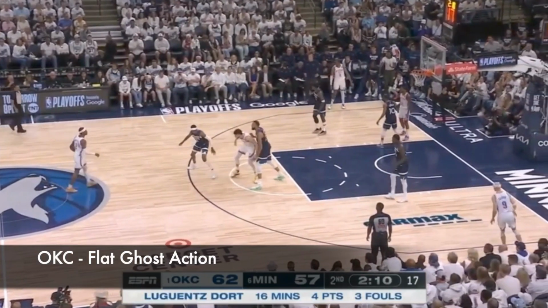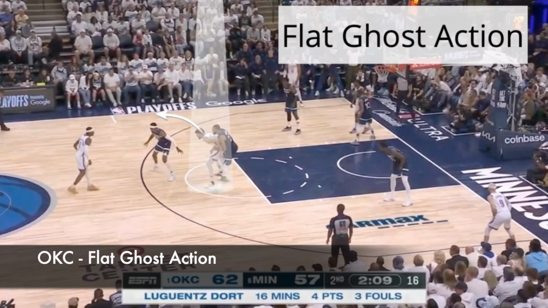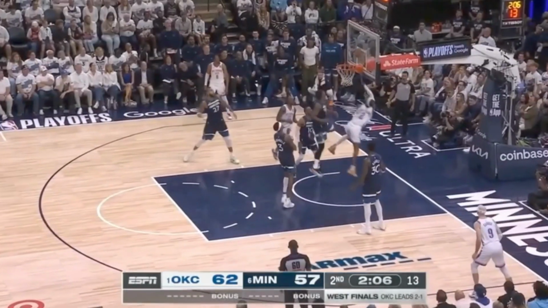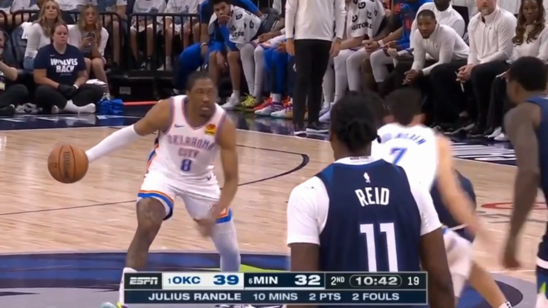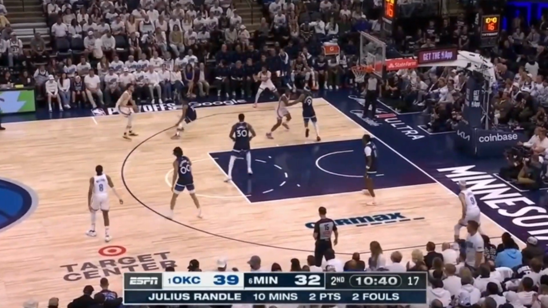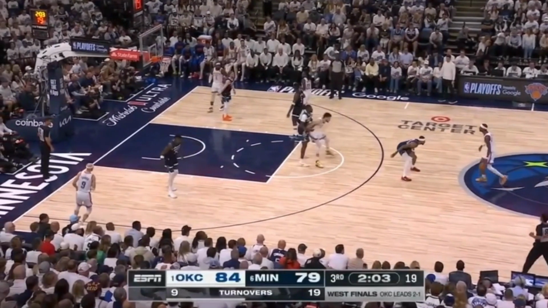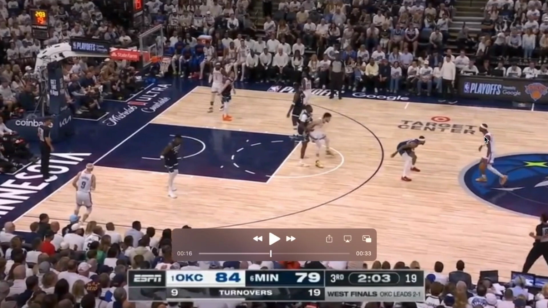Oklahoma City has had a lot of success this season using a flat middle ball screen, which they will ghost. Now, they want Shai or Jalen Williams handling the ball, and then in Game 4, Chet was the one who would ghost out to the perimeter. So it was a 1-5 middle ball screen. So right here, Shai has the ball.